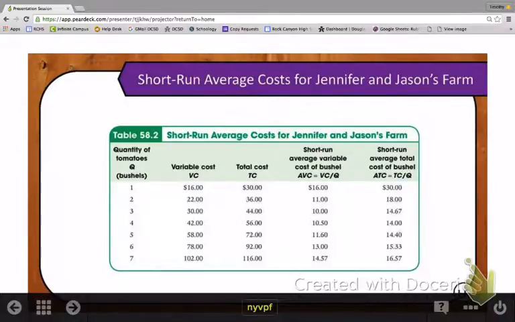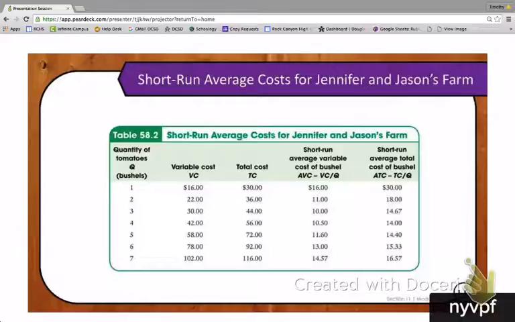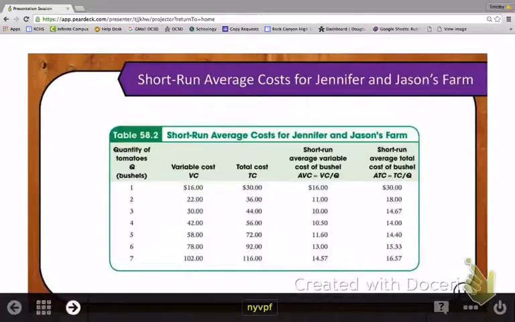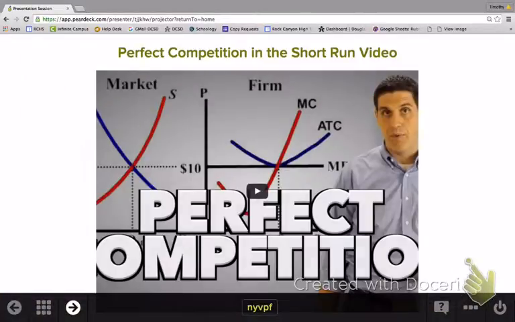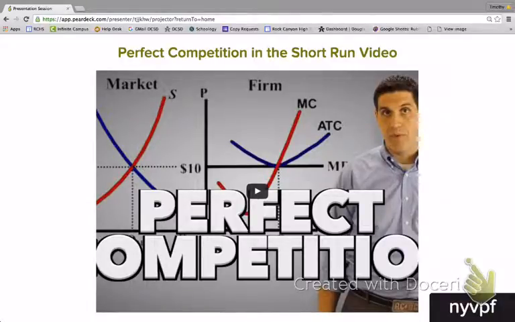Here you see short-run average cost for Jennifer and Jason's farm. Again, it looks much like what we've seen before. You may want to pause it and study it if you need some more experimenting with that. Here is a video that you can go to the ACDC Econ website and look for the video entitled Perfect Competition in the Short Run and listen to Mr. Clifford and his review of the industry demand curve under perfect competition compared with the individual firm's demand curve. And I would recommend that you do this.